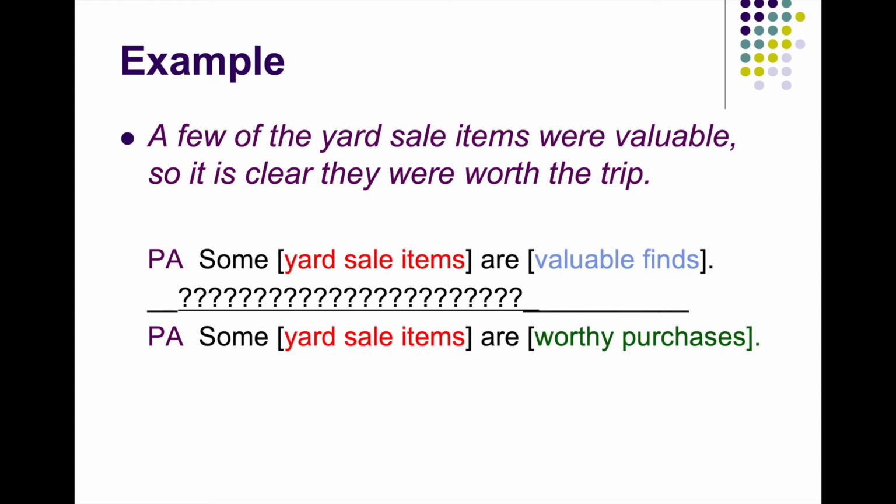And then we go to the second statement, the conclusion or the claim of the natural language argument, which becomes the conclusion of the syllogism. So it is clear they were worth the trip. The they refers to the same yard sale items, and we're still talking about the same few items. So it's another particular, and they were worth the trip, so it's another affirmative. So we have another particular affirmative statement. So the conclusion would be the two-term statement in standard logical form, some yard sale items are worthy purchases.